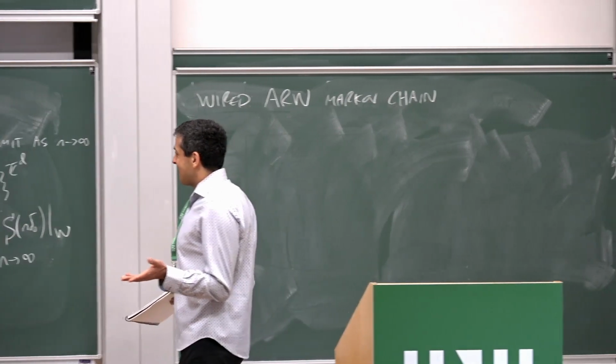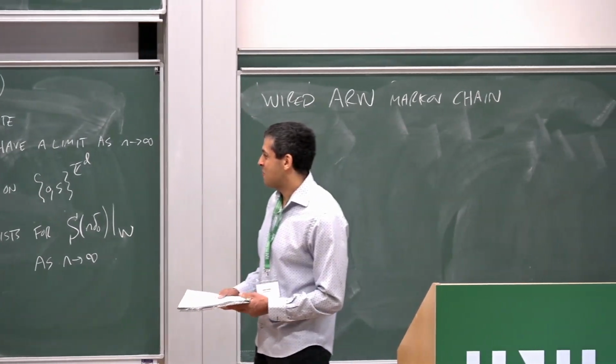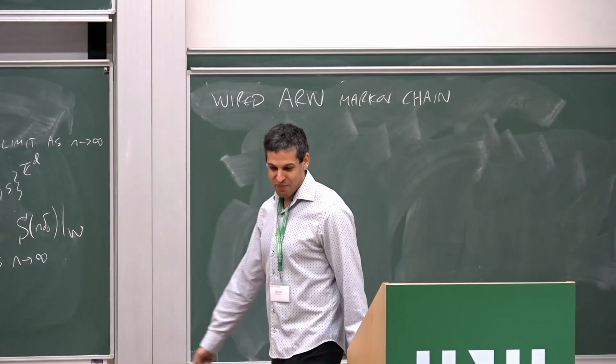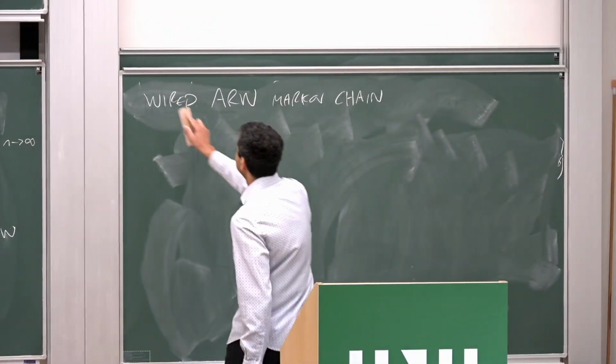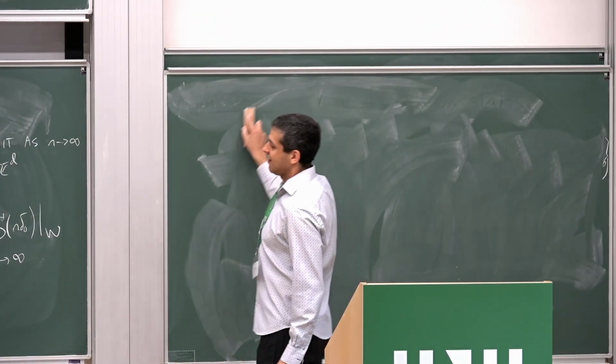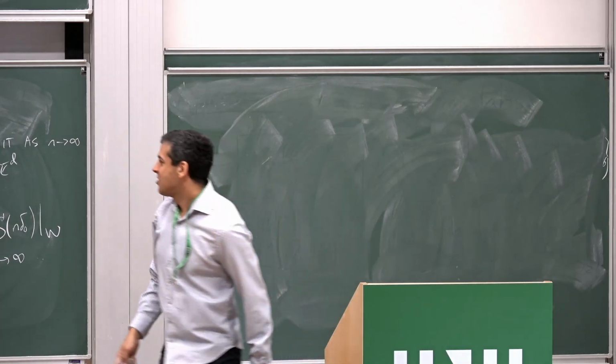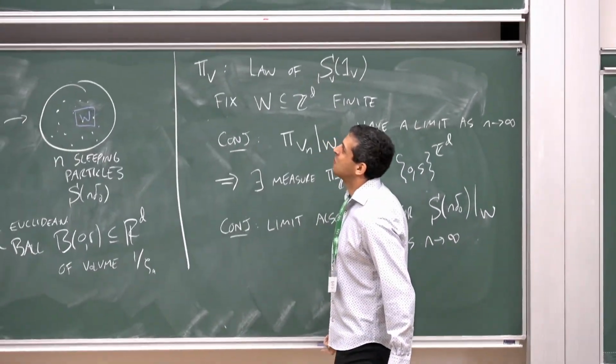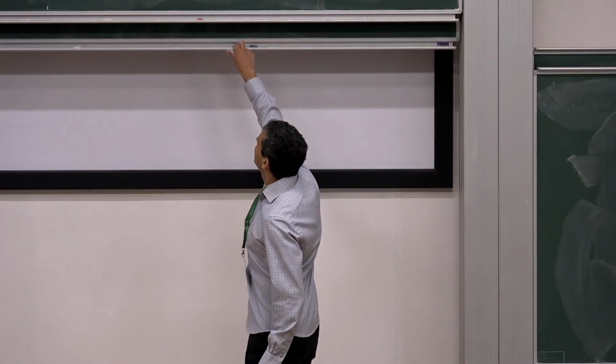Both of these measures have a weird property called hyperuniformity, which is a kind of repulsion between the sleeping particles.